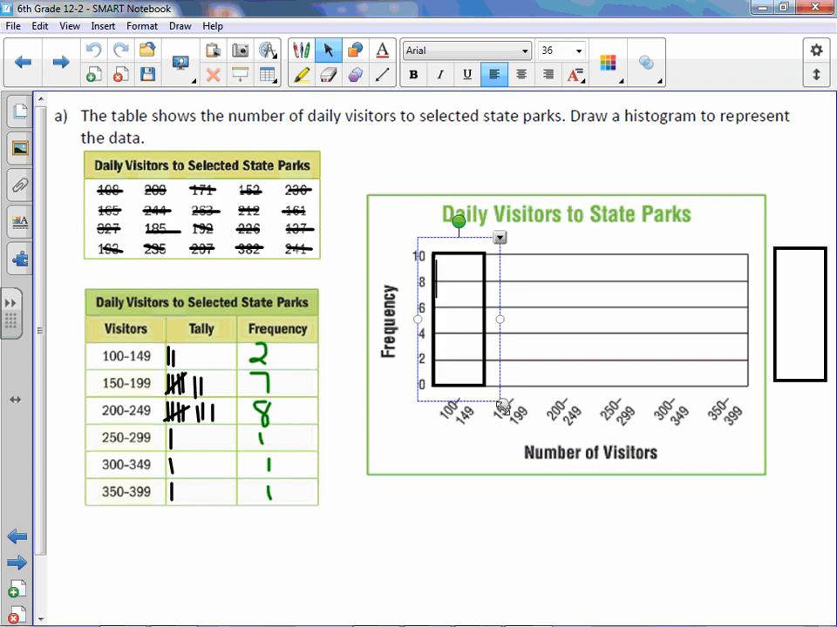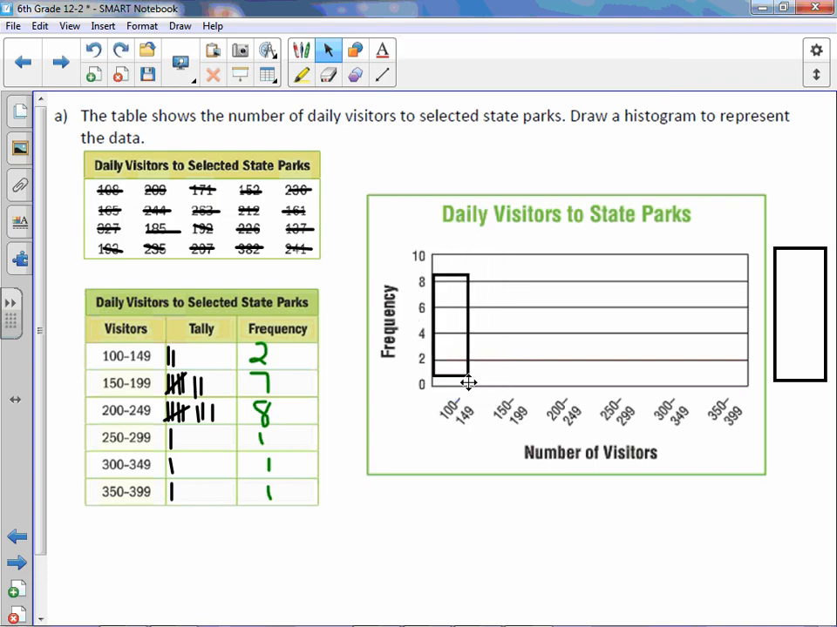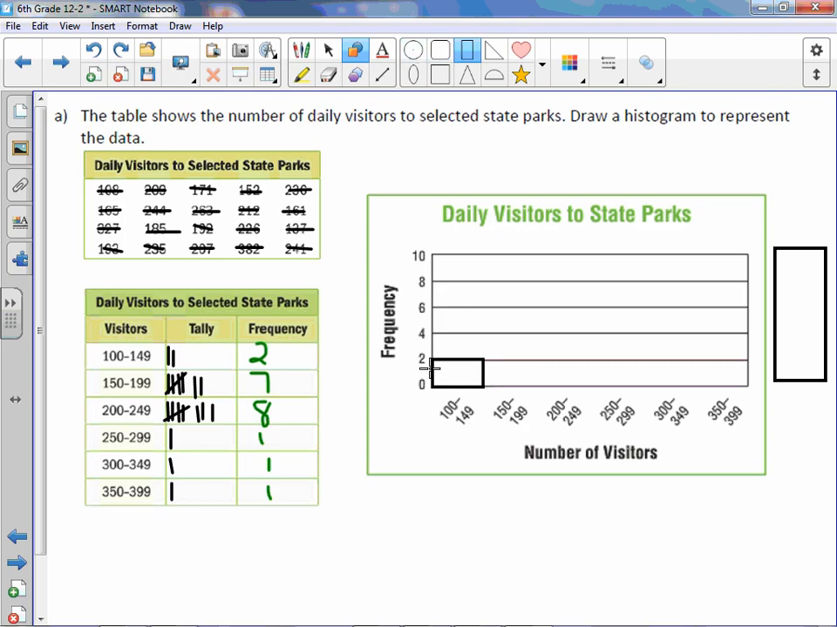which looks like I'm going to have to draw a new one here at 2. Then I have one at 7. Make sure this first bar is touching the side, and our next bar goes up to 7.